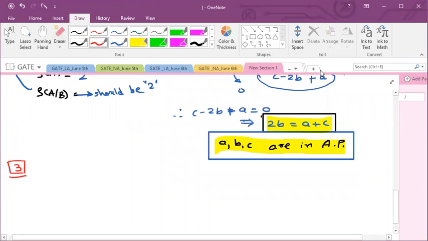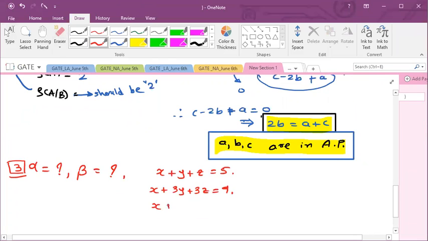For what values of alpha and beta does the system x plus y plus z equal to 5, x plus 3y plus 3z equal to 9, x plus 2y plus alpha z equal to beta have a unique solution? Here we have to find the values of alpha and beta, so we are looking at the condition of unique solution.